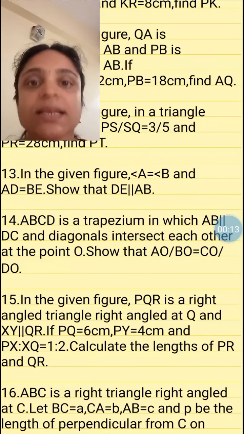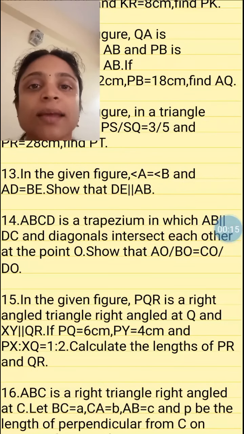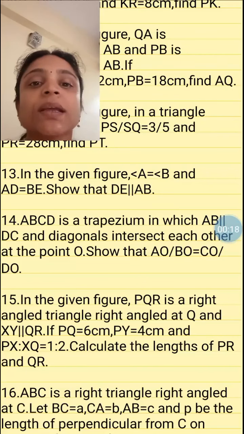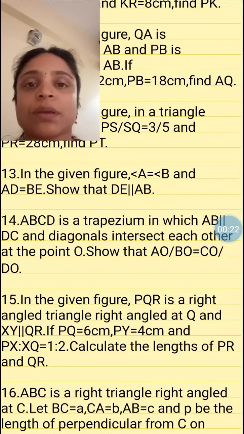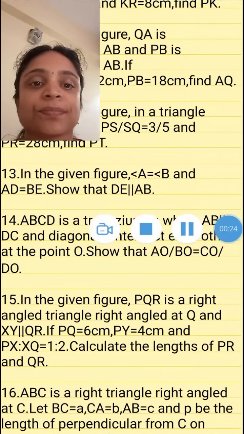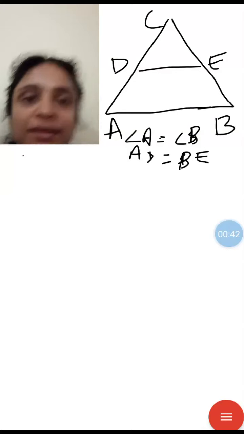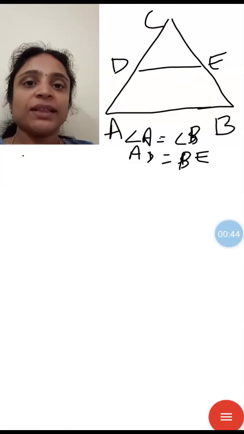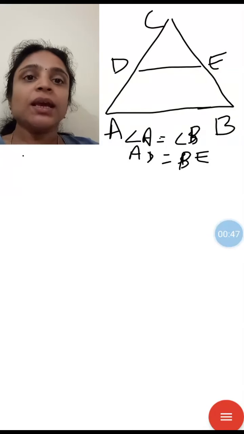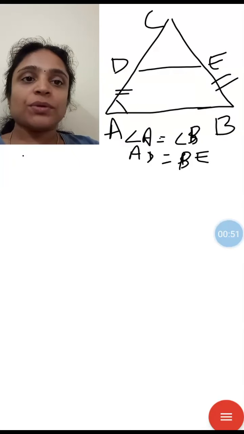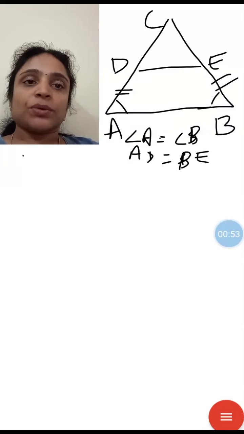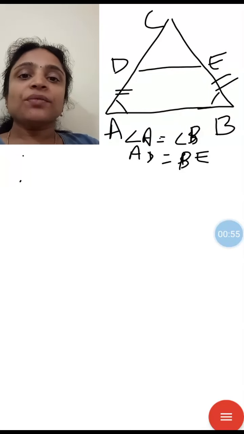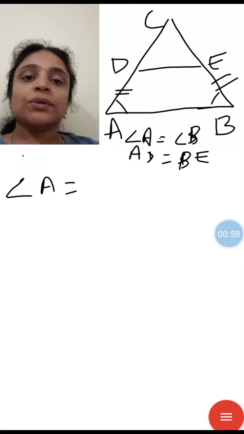Question is, in the given figure, angle A equal to angle B and AD equal to BE. Show that DE is parallel to AB. Okay. Here, in this figure, given that angle A equal to angle B and AD equal to BE. So, write given.